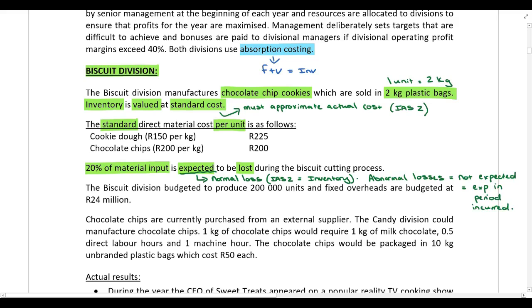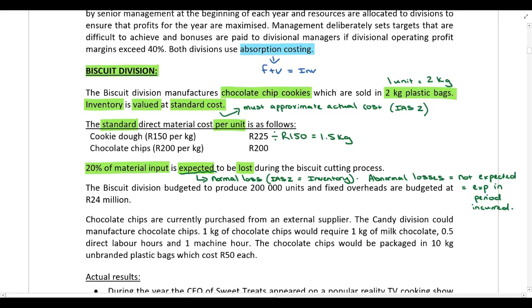Okay, so let's make sense of this information. First, let's have a look at cookie dough. We know according to the standard, cookie dough should cost 150 Rand per kilogram, and we have a unit cost of 225 Rand. So working backwards, we can take the unit cost and divide it by the cost per kilogram, and that will give us the number of kilograms that they should be using in order to make 1 unit. So that gives me an answer of 1.5 kilograms. So according to the standard, they should use 1.5 kilograms of cookie dough to make 1 unit.